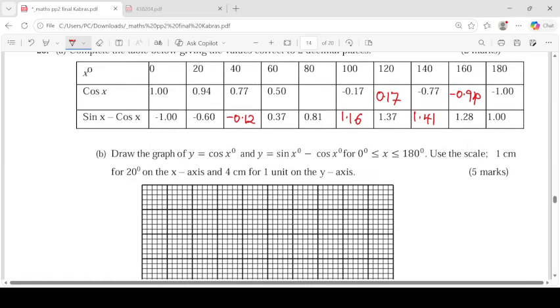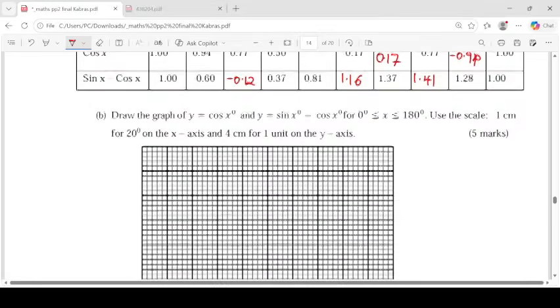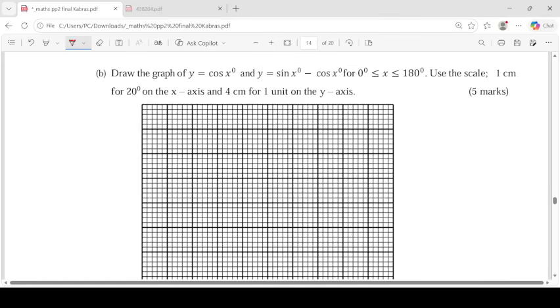Do we have the graph? Okay. Part B, draw the graph of y is equal to cos x and y is equal to sin x minus cos x for x ranges from 0 to 180 degrees. You've been told a scale to use here, 1 centimeter for 20 degrees on the x-axis, and 4 centimeters for 1 unit on the y-axis. So the question here is very, very specific on the do's and the don'ts.